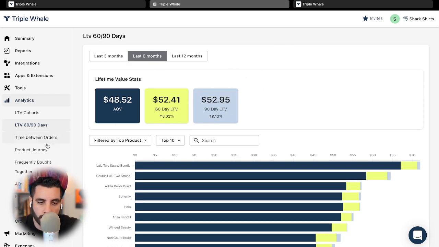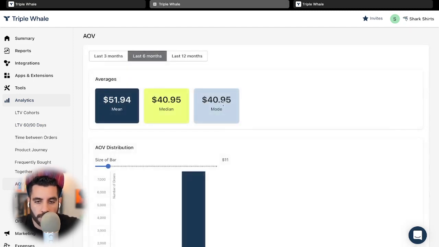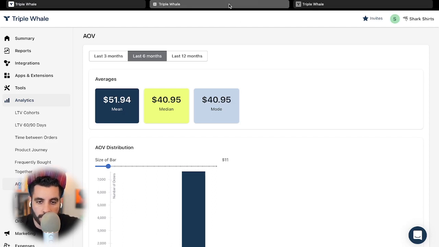Excuse me, I actually jumped around. So going back to the AOV, the reason why this mode AOV is so important is because you can have a client like this where they have a $46 mean, but they only have a $19.90 mode, and that can really throw off some of your stuff there. So really make sure you check the mean, median, and mode.